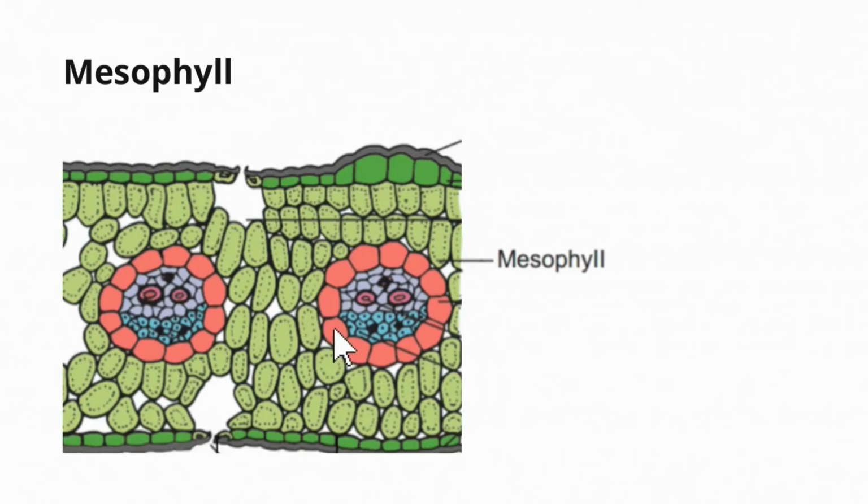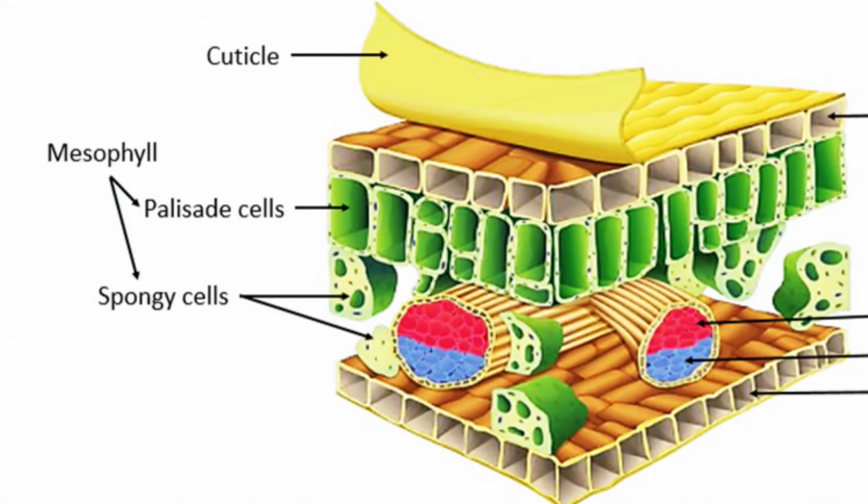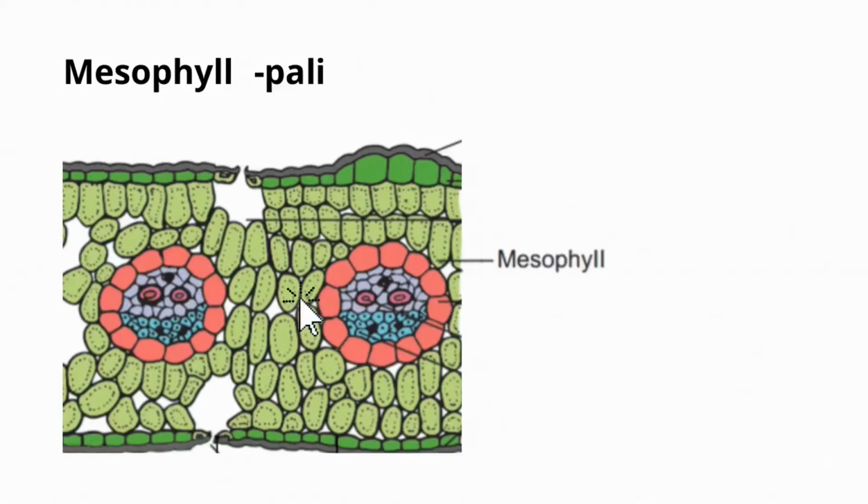Mesophyll. The subsequent and essential adaptation of the leaf is mesophyll cells. If we take a closer look, the chloroplast is only present in mesophyll cells. Generally, mesophyll cells are of two types: 1. Palisade mesophyll cells, 2. Spongy mesophyll cells.